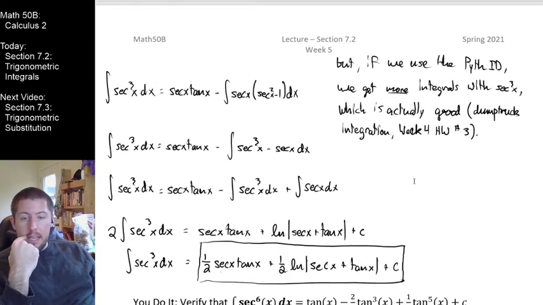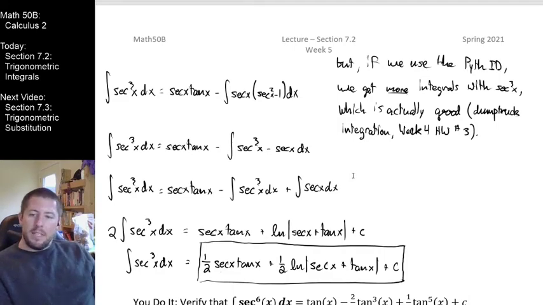Secant cubed, not easy. And also notice that even if you could see this whole process for secant cubed, you still would have had to have known what to do with this integral of secant right here. Honestly, the integral of secant, I would say, is harder for you guys to come up with than the secant cubed one is, aside from the fact that secant cubed involves the secant. So tough stuff right here for sure.